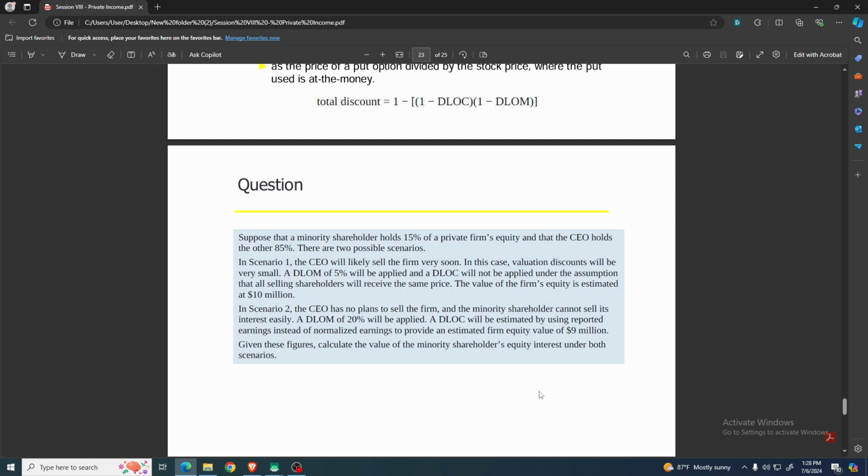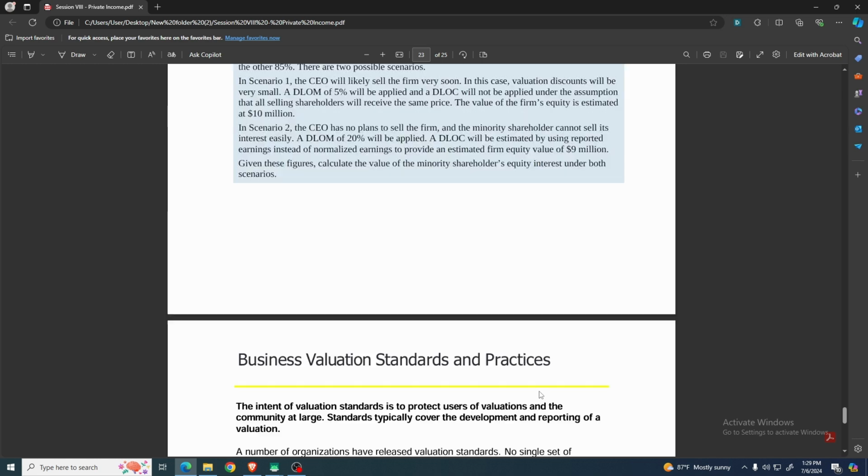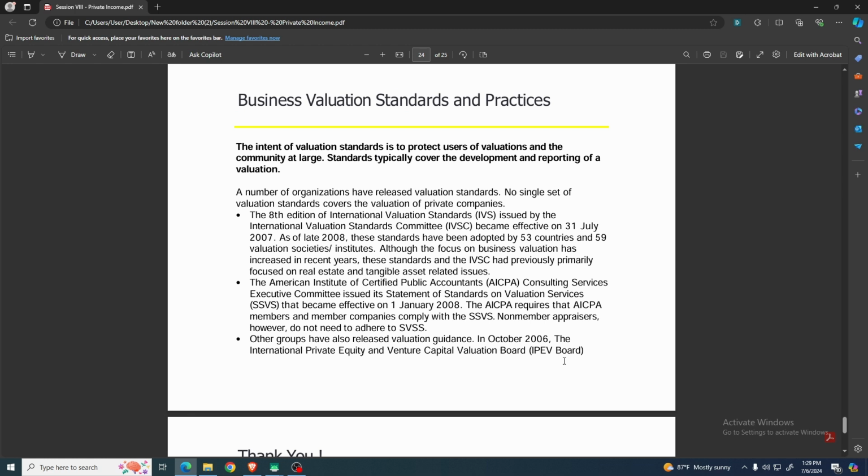So in that case, you can see how both control and marketability were incorporated with a DLOM of 20% and a DLOC of 10%. By understanding and applying these concepts, analysts can more accurately assess the value of minority interest considering the specific circumstances and limitations involved. And finally, we come into business valuation standards and practices.